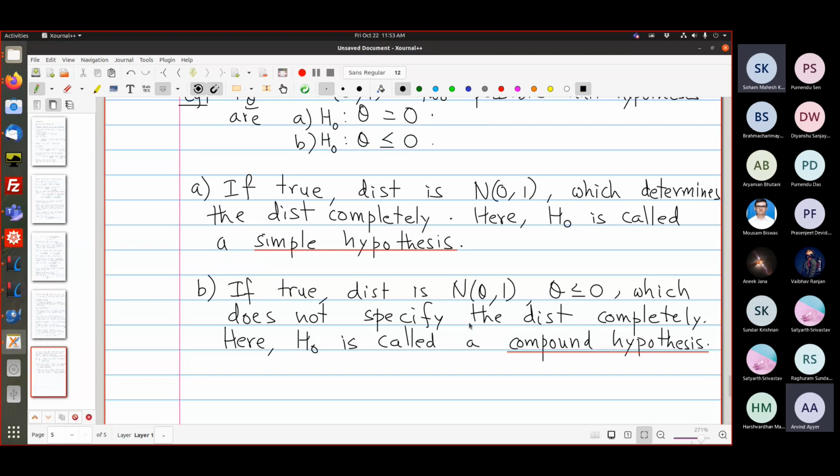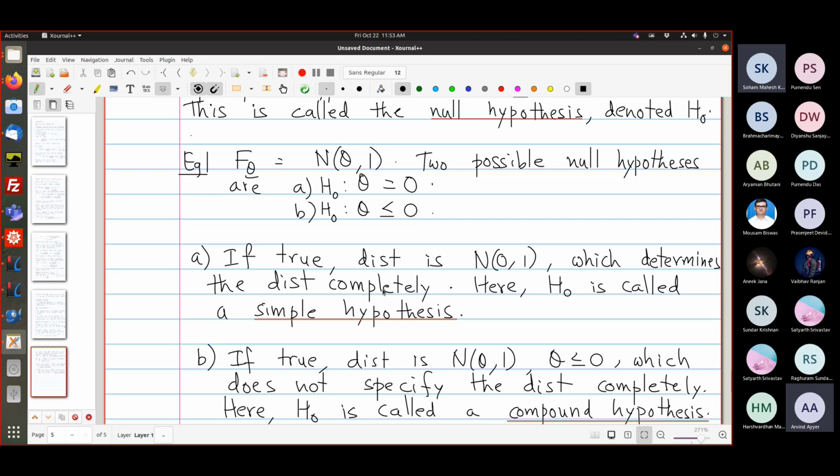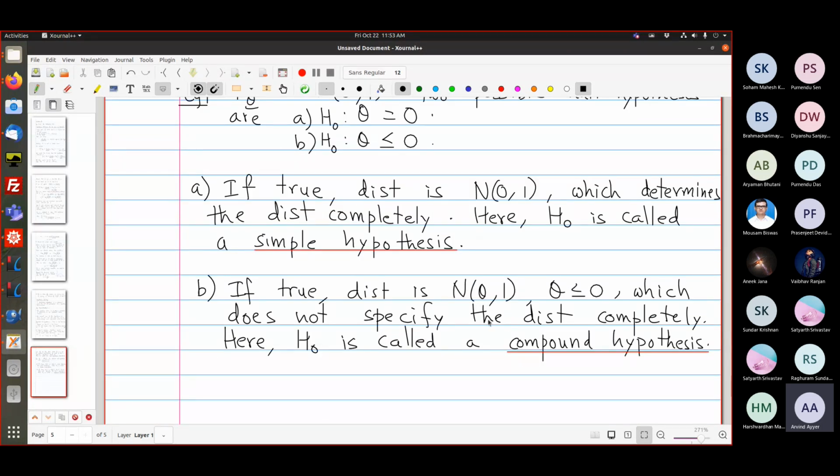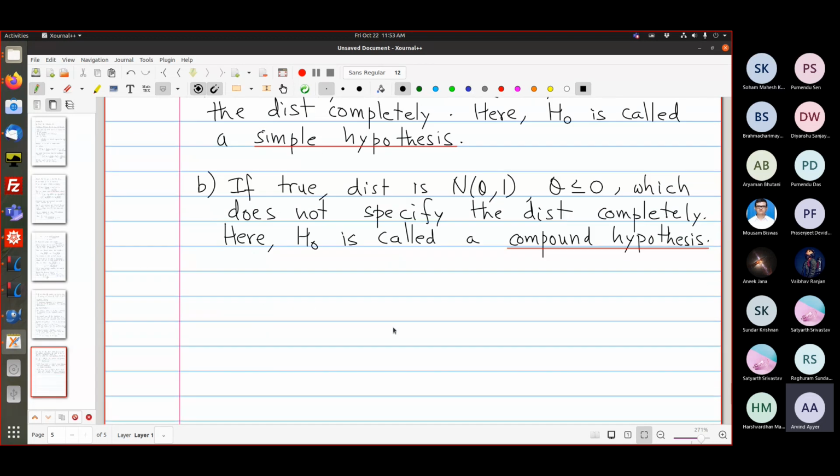Sir, is the null hypothesis simple if and only if it determines the distribution completely? Suppose both the mean and variance were not known, and there was a hypothesis like theta is equal to 0 and sigma is equal to something else. Would that be called a simple hypothesis? Right. The distribution should be determined completely, no matter how many parameters there are. Only then you get a simple hypothesis. Anything which only partially determines it is called a compound hypothesis.